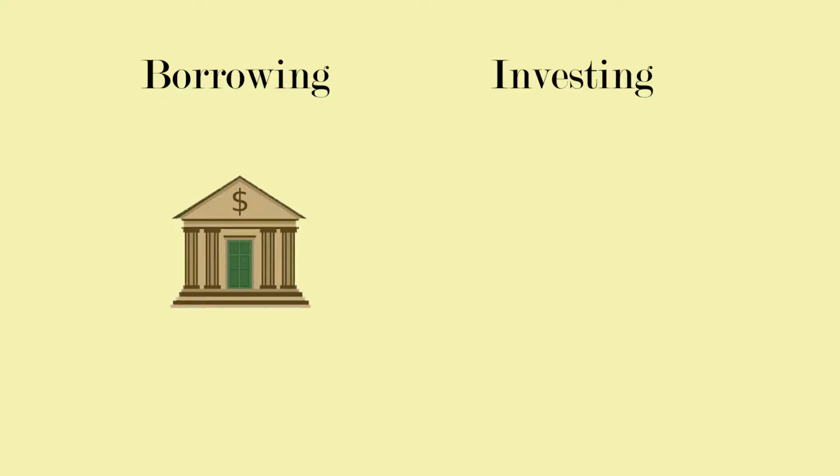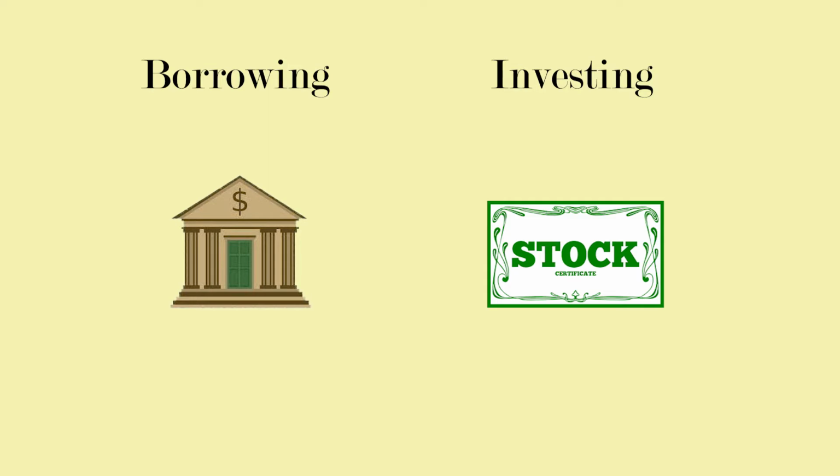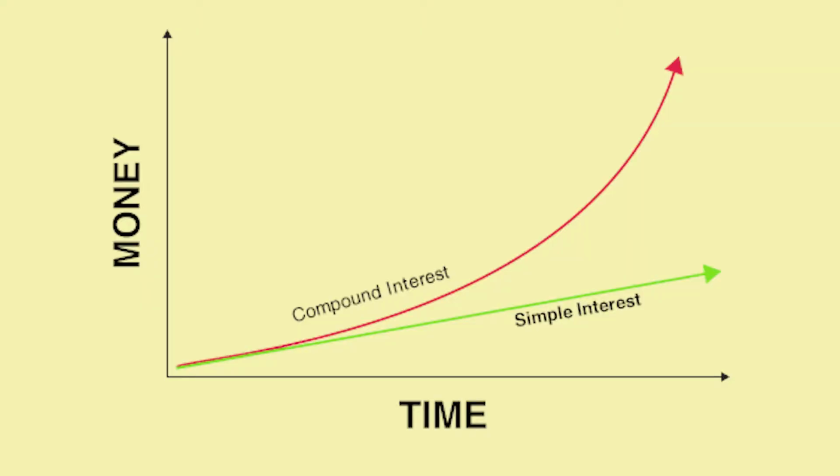Interest rates occur in many scenarios. The most common is when you take out a loan or when you invest your money. There are two main types of interest, simple and compound interest. Let's start with simple interest.